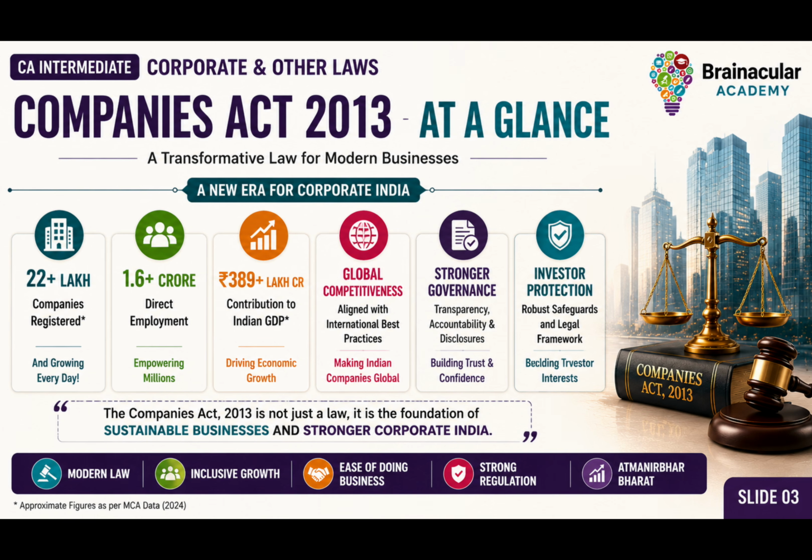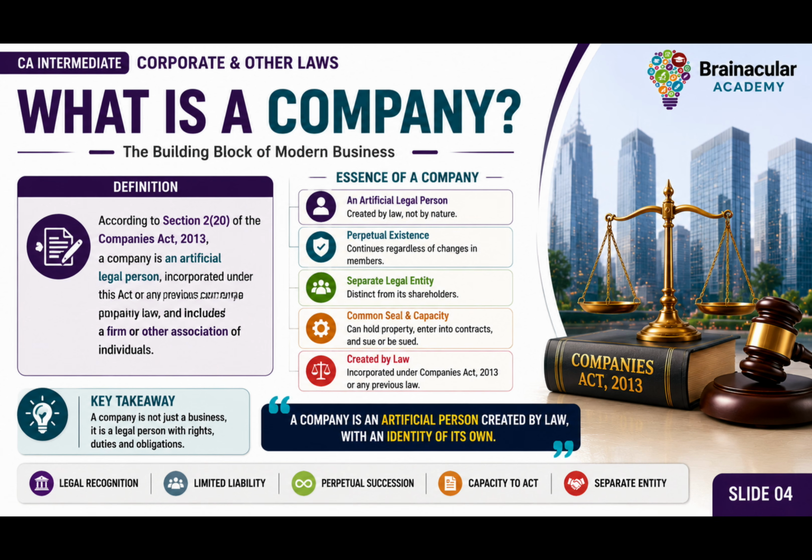Three numbers now to know here: there are 29 chapters, 470 sections, and 7 schedules. Now you won't study all 470 sections here. The syllabus picks specific chapters. We cover each one completely in this series. अब सीधा काम शुरू करते हैं. Now we'll go to section 2.